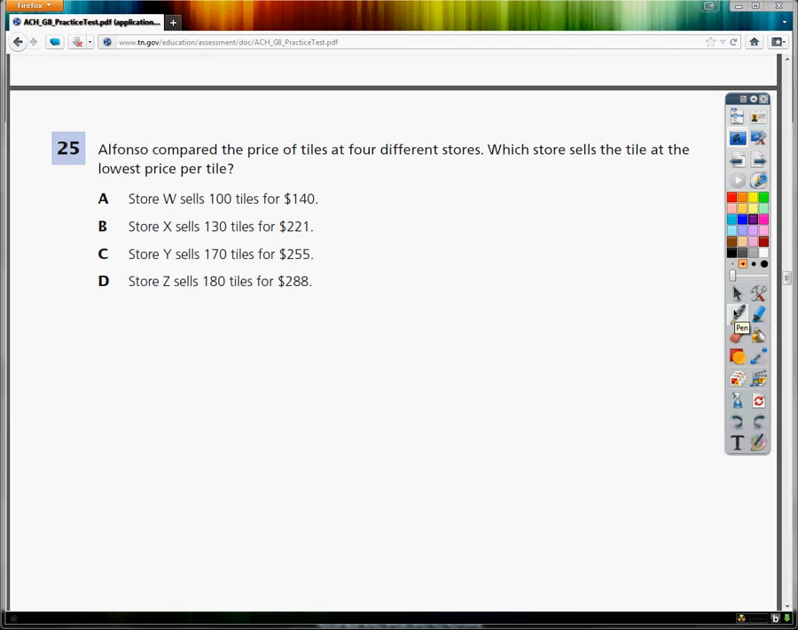This is the 8th grade TCAP math test. This is question number 25. Alfonso compared the price of tiles at four different stores. Which store sells the tile at the lowest price per tile?